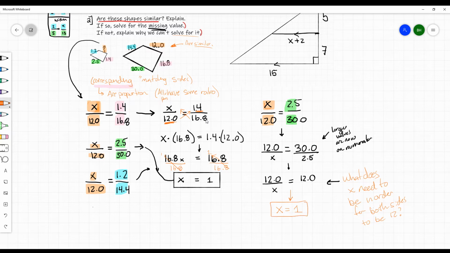Now, if you were to check this problem and then cross multiplied, you would still end up with x equals 1. There's a couple different ways that you can go about this. So here are two different methods that I've seen some students do to get to this answer. And either way you do it, it's going to equal the same thing because these two shapes are, in fact, similar. Okay.